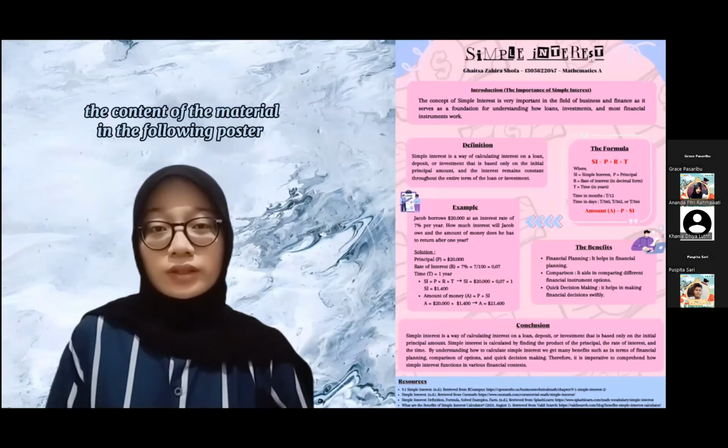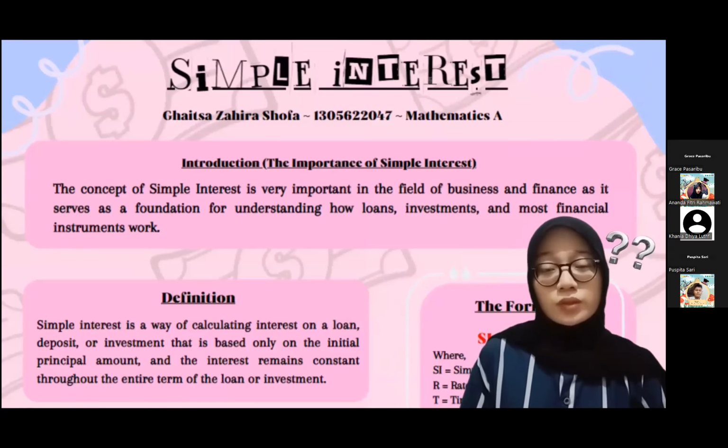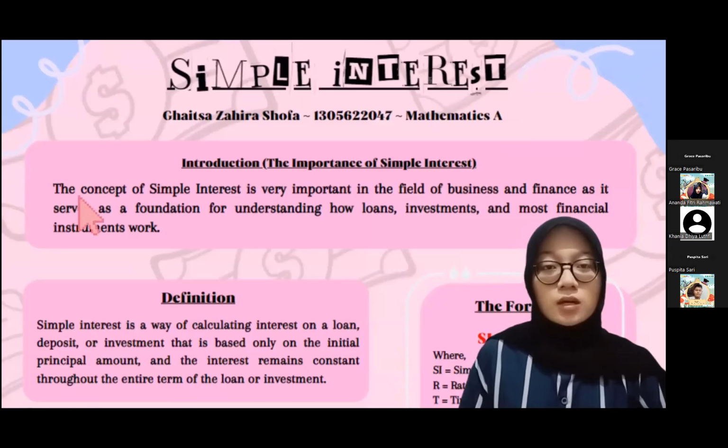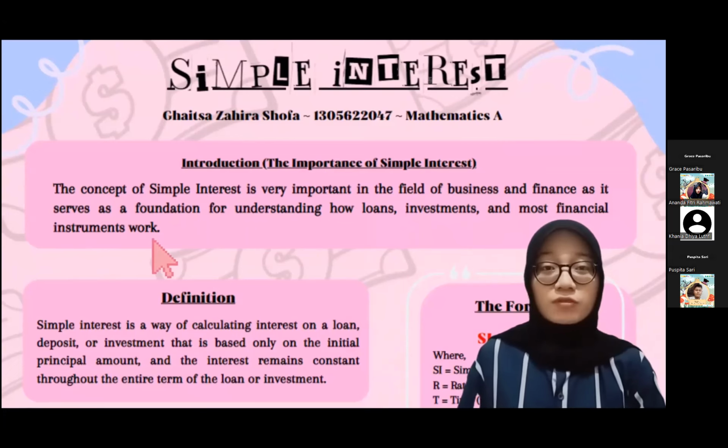As I said before, I chose material about simple interest. Why did I choose this material? The answer is because the concept of simple interest is very important in the field of business and finance, as it serves as a foundation for understanding how loans, investments, and most financial instruments work. Now it's time for us to understand the material about simple interest itself.